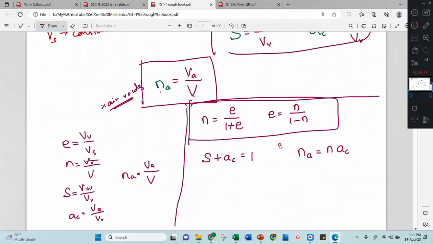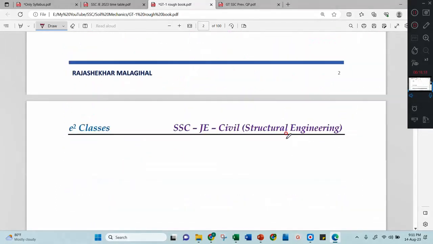And these two formulas belong to sisters. One formula is a child, a small child formula. Why do I call it like this? I will tell you here. We have e, n, Sr, sorry, S, Sr, and na. If you know the e value, you can determine the n value.